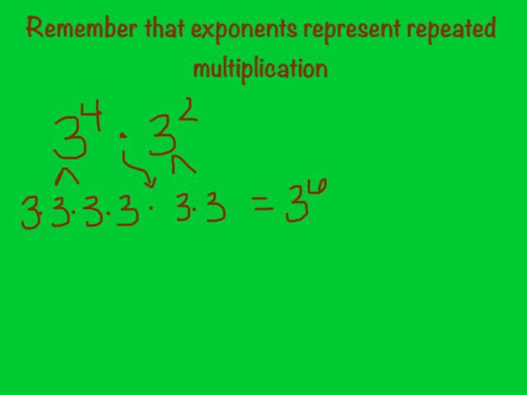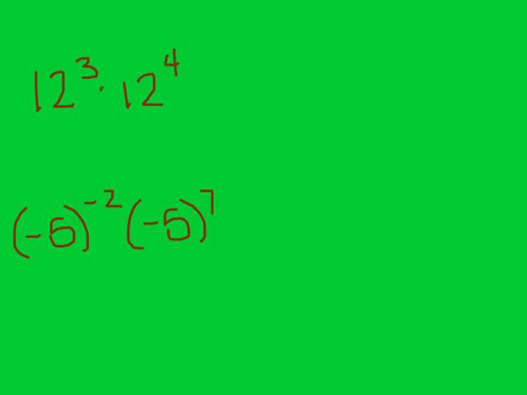What do you notice about 3 to the 4th, 3 to the 2nd, and 3 to the 6th? Well, if we take the 4 and the 2 and add them together, you'll get that 6. So when we are multiplying together numbers with exponents, but they have the same base, we will add together the exponents.